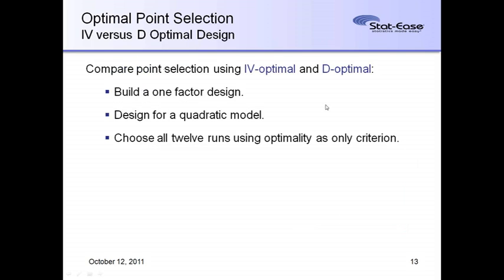Okay, so we'll start by looking at a little design where we compare point selection using IV and D-optimality. So we'll keep it very simple. We're going to build a one-factor design. We're going to design for a quadratic model, and we're going to choose all 12 runs using optimality as our only criteria.